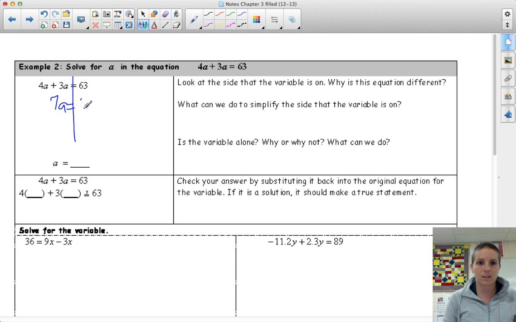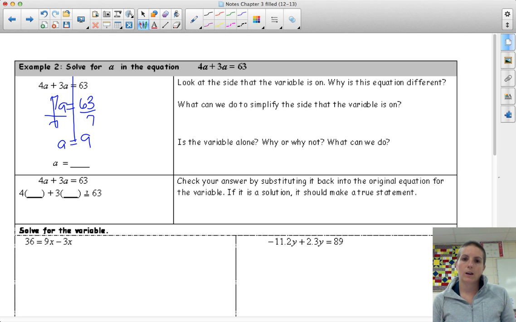That's equal to 63. And now that we have a single variable, we can do our inverse operations to get the variable alone. Divide both sides by 7. Divide by 7, because that's a 1, so that we get a is equal to 9. Look at the side that the variable is on. Why is this equation different? We have more than one a.